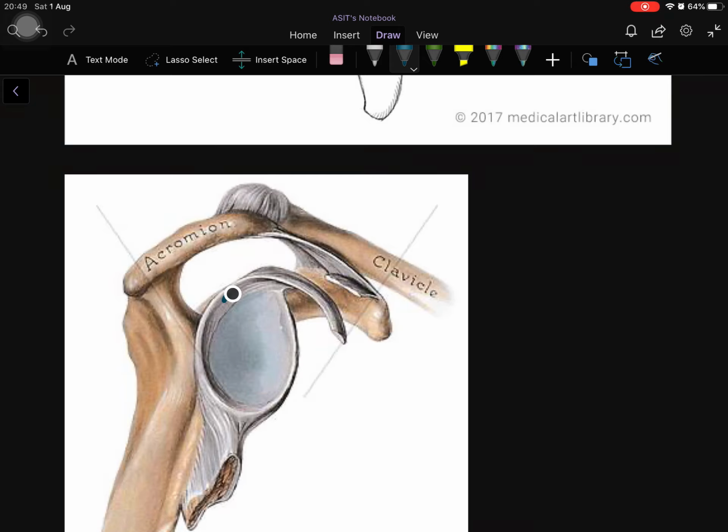Okay, this is the glenoid cavity, this is the acromion, this is the coracoid process, and the clavicle will be attached with this. The clavicle is attached to the acromion with a ligament called the acromioclavicular ligament. The clavicle is also attached to the coracoid process by two ligaments. This is so important. Always remember this.